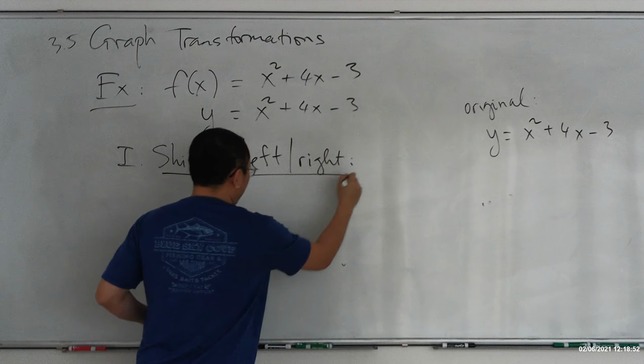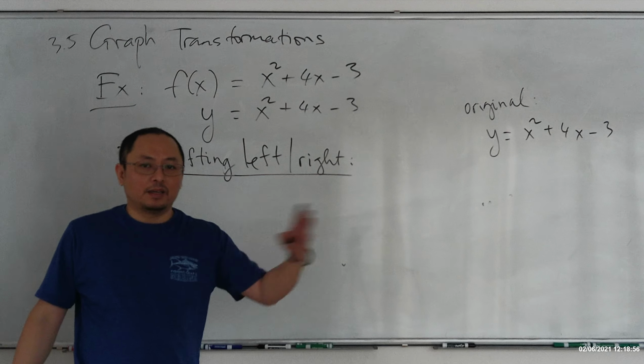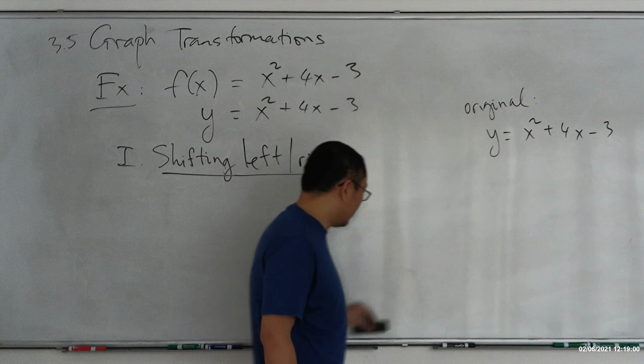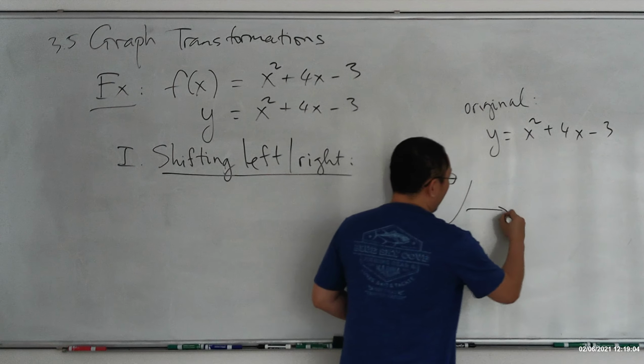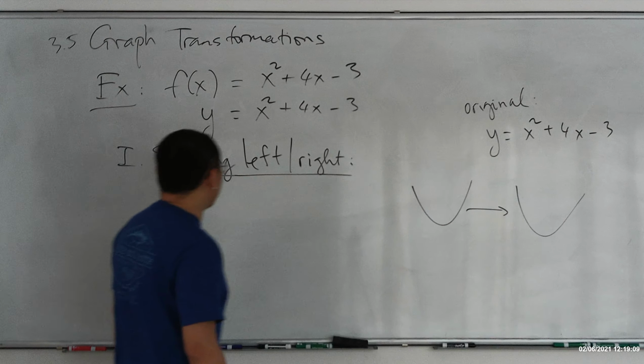Okay. You know that for up and down, you're changing the y value. So by similarity, if you move left and right, you are changing the x value. Okay. So the original function is right here. You want to shift it to the right, or you're going to move it to the left. Okay. You change the x value.